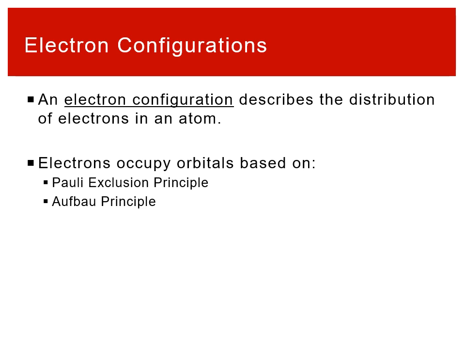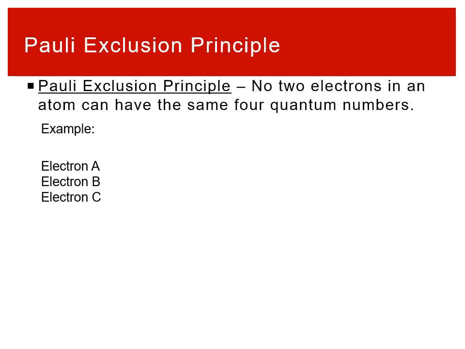There are a couple of different rules that we're going to use to work out where electrons go. They're the Pauli exclusion principle and the Aufbau principle. So we're going to work through those one at a time and build up how we come up with electron configurations. The first one we want to talk about is the Pauli exclusion principle.